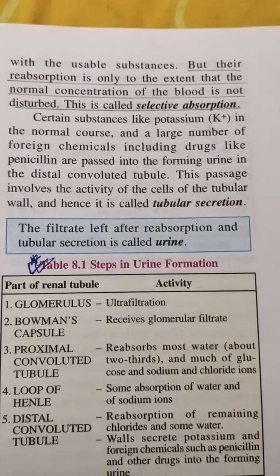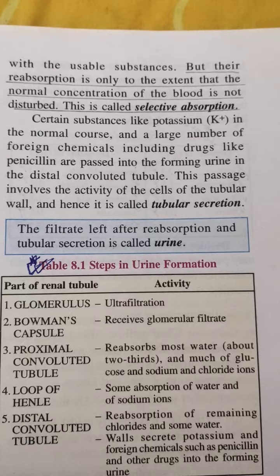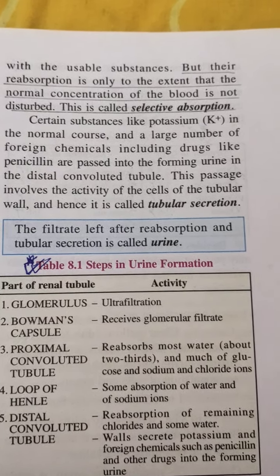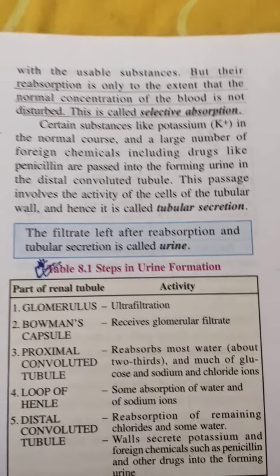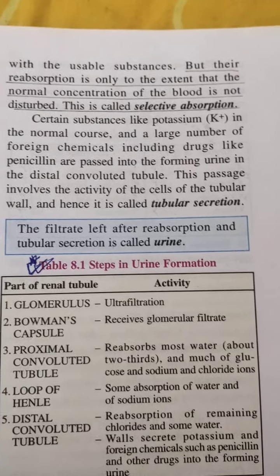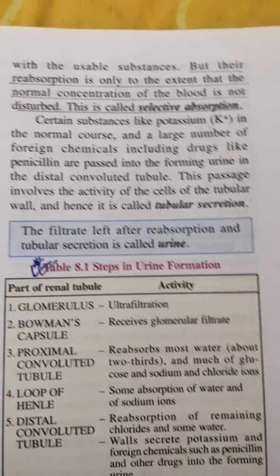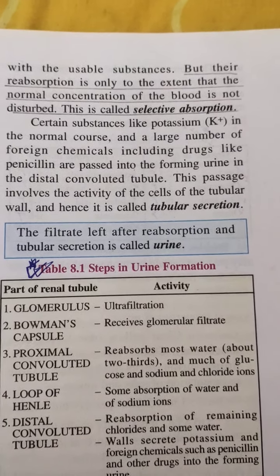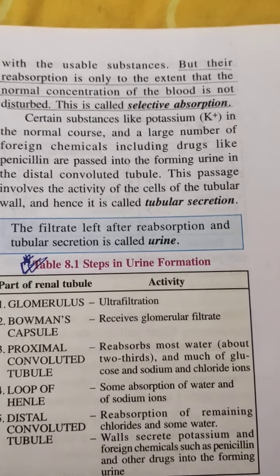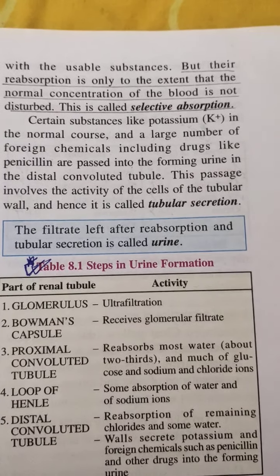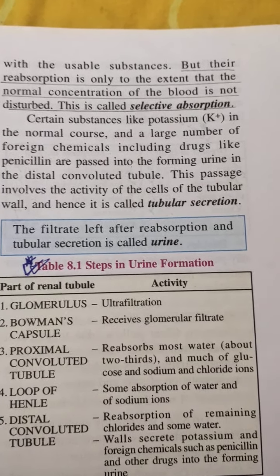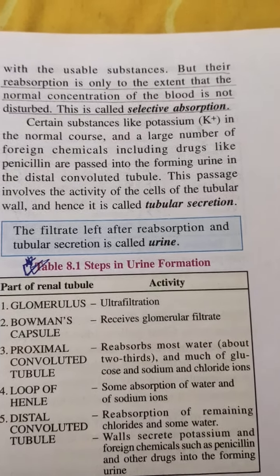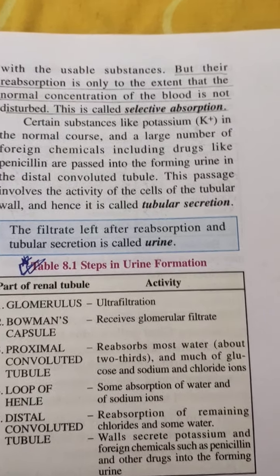Clear? So these three phenomena, ultrafiltration, selective reabsorption and tubular secretion, sum up the urine formation process. Clear? The filtrate left after reabsorption and tubular secretion is called urine. That means the filtrate which we are excreting out is after the reabsorption of usable substances and after the secretion at the tubular part, that is the DCT. Clear?